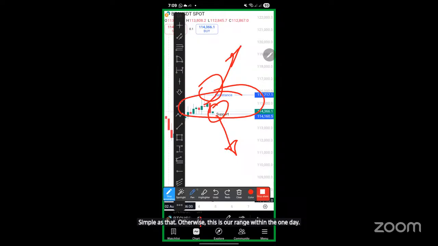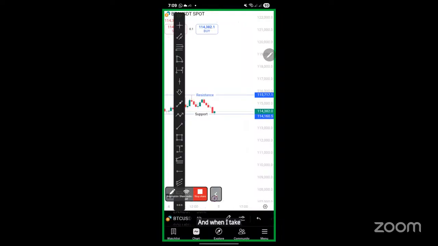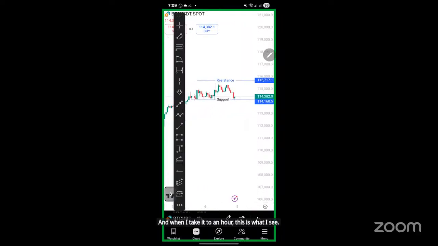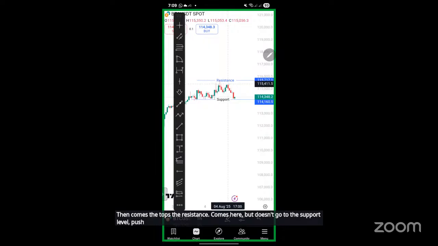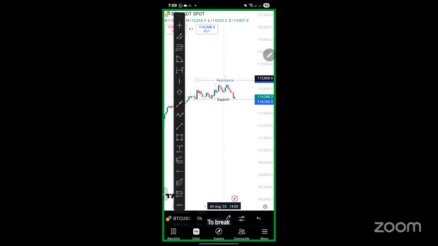Let me take the price chart to 1 hour. And when I take it to 1 hour, this is what I see. Price taps the resistance, comes middle way but doesn't complete the journey, comes back and taps the resistance again, comes here and respects the high, comes here and taps the resistance again, then it taps the support, then it comes here, taps the resistance, comes here but doesn't go to the support level, pushes back here but fails to break this area, then it comes back to the support.